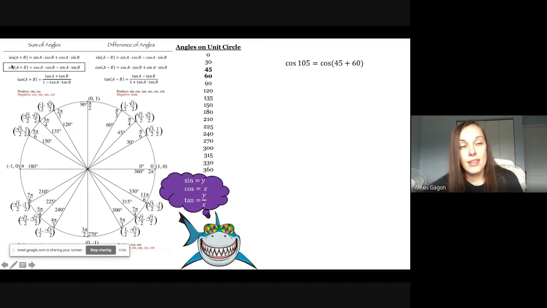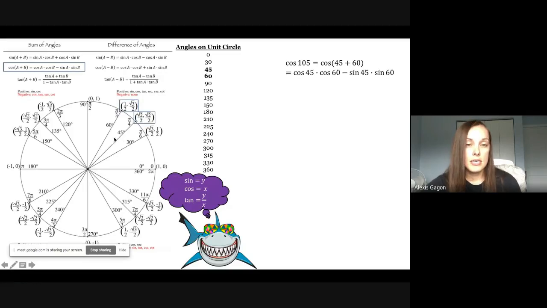With that, I'm using the sum of angles formula, the cosine one. So that's cosine of A, and A is always just the first number, and then cosine of B, which would be your second number, minus sine of A, sine of B. So that would be cosine of 45 times cosine of 60 minus sine of 45 times sine of 60.